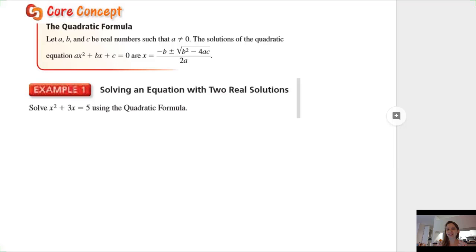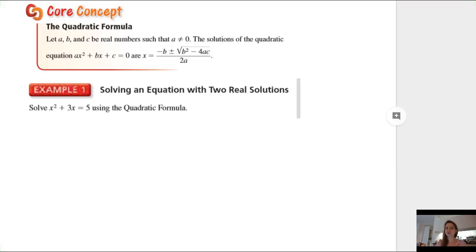The quadratic formula: let a, b, and c be real numbers such that a is not equal to 0. The solutions of the quadratic equation ax squared plus bx plus c equals 0 are, and this is the quadratic formula. Now, on the Regents, this will be part of the reference sheet, so you won't have to memorize it. But on every other standardized exam I remember taking, I was responsible for memorizing it. So it's probably best that you just memorize it.